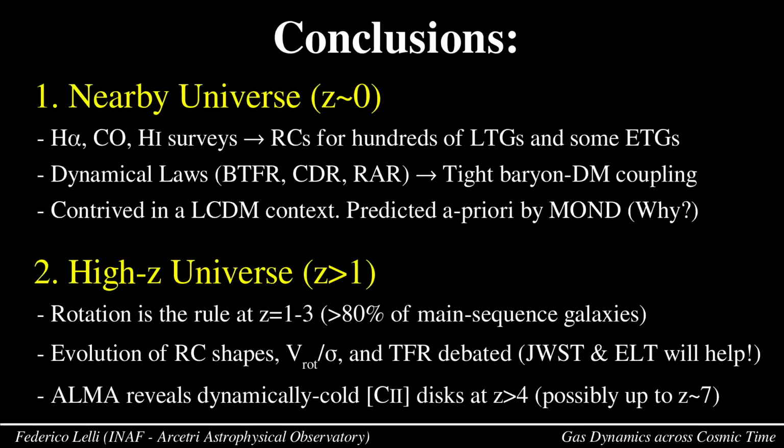If we move to the high redshift universe, it's clear, at least up to redshift 3, that rotation is extremely common. The evolution of rotation curve shapes, V over sigma ratio, and Tully-Fisher relation is debated, but for sure the JWST and the ELT will help. And finally, ALMA is revealing dynamically cold [CII] disks at redshift higher than 4, possibly up to redshift 7. So I think that the combination and the synergy between these facilities is going to be really important in order to probe gas dynamics across the entire cosmic time.